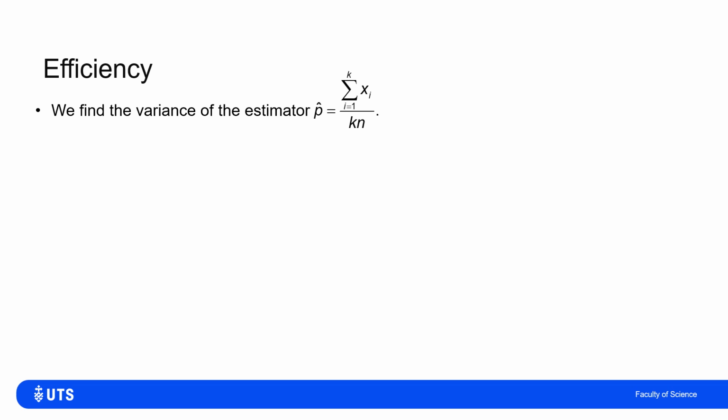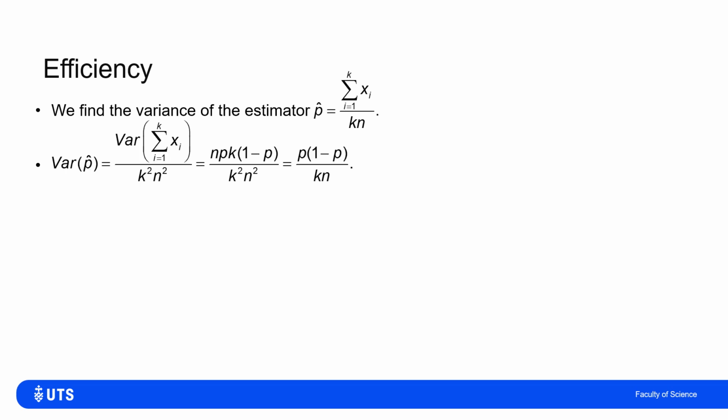But how variable is that estimator? If I kept repeating this experiment of getting k people to flip n coins each and return the results, how variable would my estimate p hat be? Well, k is a constant, n is a constant, the xi's are definitely not constant. So if I have the variance of something times a constant, I get the variance of the something times the constant squared, so the kn in the denominator becomes k squared n squared.